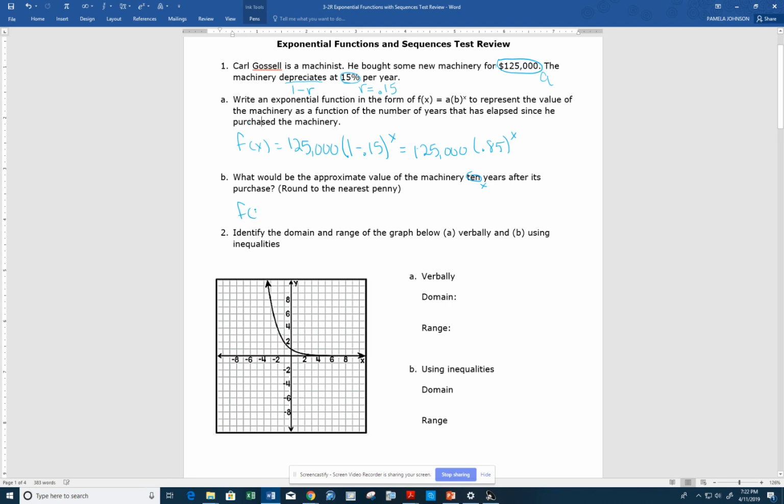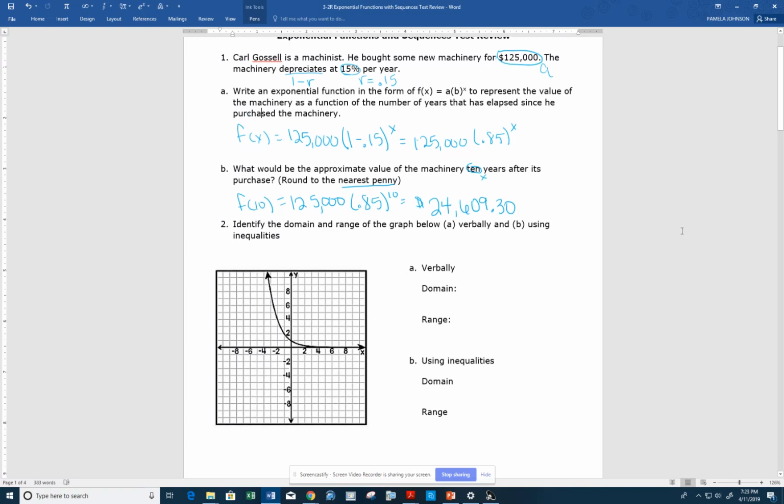So f of 10 is 125,000 times 0.85 to the 10th power. And when we do that calculation, we find out that after 10 years, that machinery is worth $24,609.30. And we want to make sure we put that 0 there because it's asking for the nearest penny. Okay?